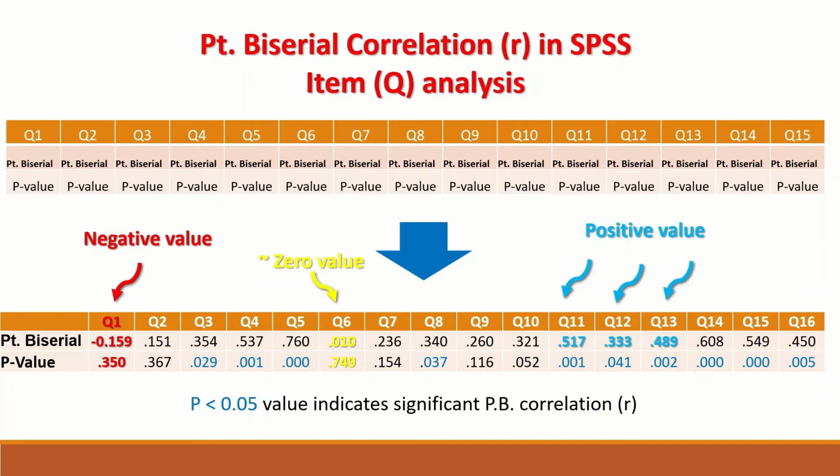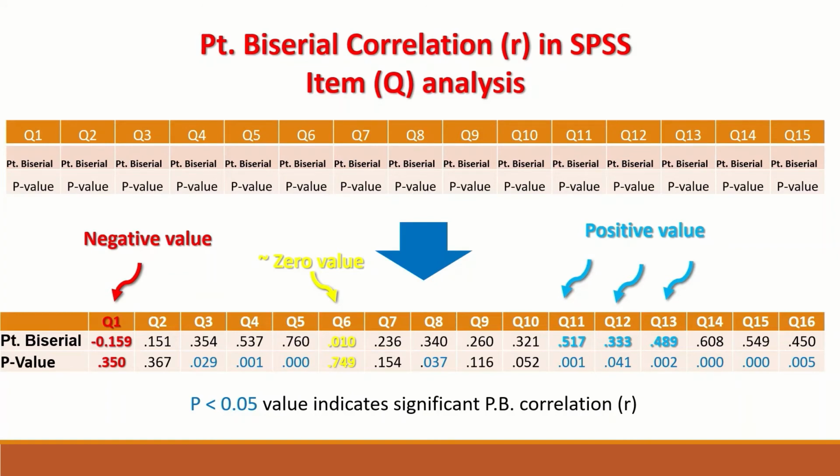So this question is a very bad question that needs to be removed from the exam, as it is negative. If we look at question number 6, which is labeled yellow, the value for the coefficient R is close to 0 and the p-value is very high. So this question is not discriminating between high and low students. It is close to 0, so it is considered a bad question and is required to be either modified or omitted from the exam.